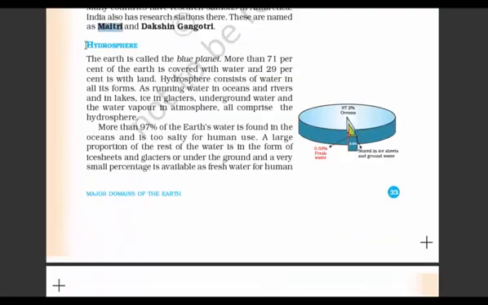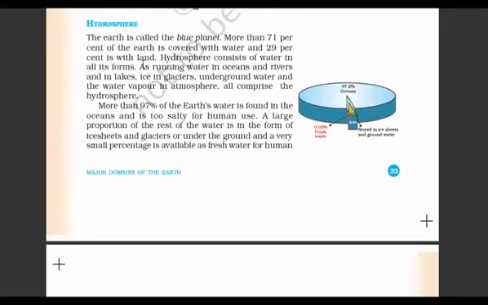So coming to the next topic, hydrosphere. The Earth is called the blue planet. More than 71% of the Earth is covered with water and 29% is with land. So just remember this ratio, 71:29. As we have read in the first page, hydrosphere consists of water in all of its forms, that is the regular water, ice and water vapor.